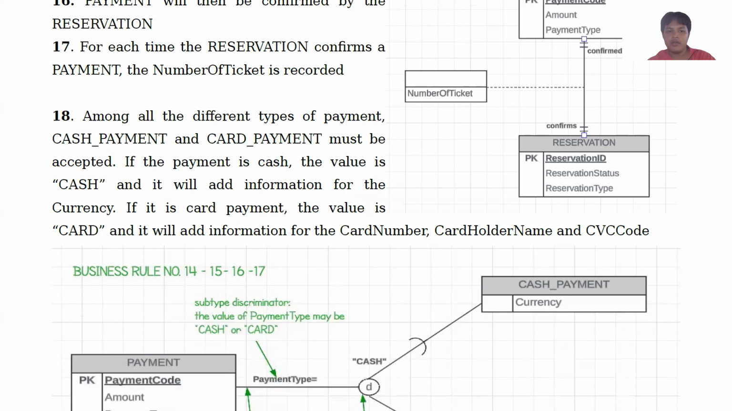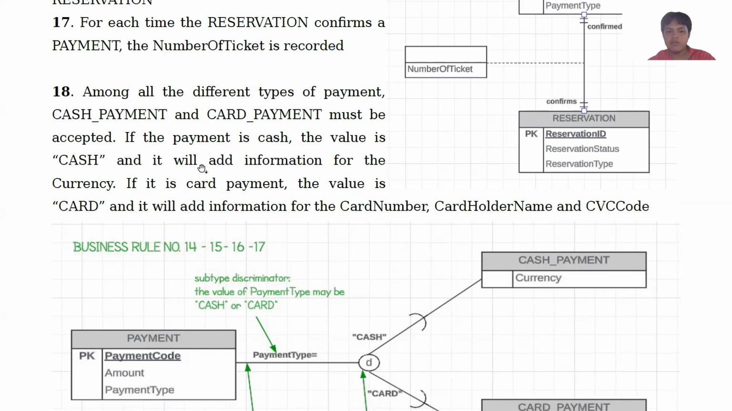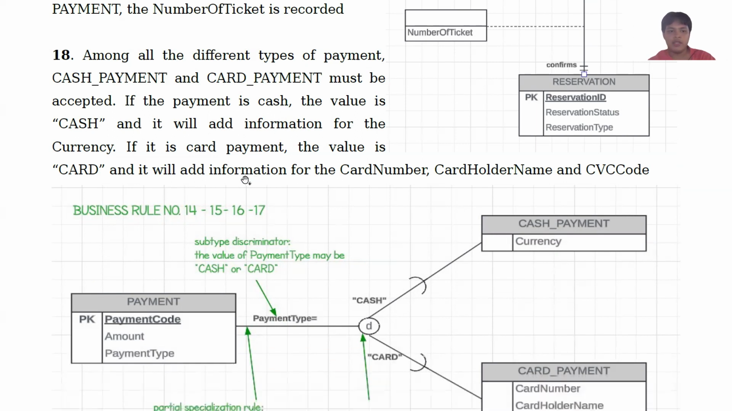Number 18, among all the different types of payment, cash payment and card payment must be accepted. If the payment is cash, the value is cash, and it will add information for the currency. If it is card payment, the value is card, and it will add information for the card number, cardholder name, and CVC code.